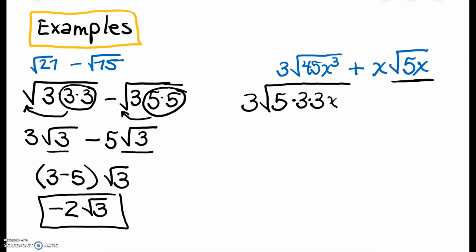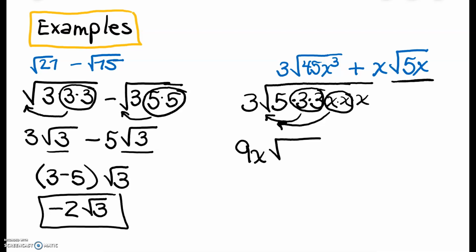And then I have x times x times x. That's what x cubed is. So I'm going to circle my groups of 2, and I notice that I have two groups of 2, 2 x's and 2 3's. So I'll take one of the 3's and one of the x's out and multiply it by what's in front. 3 times 3x is 9x. And I have a 5 and an x remaining under my radical, plus x radical 5x.